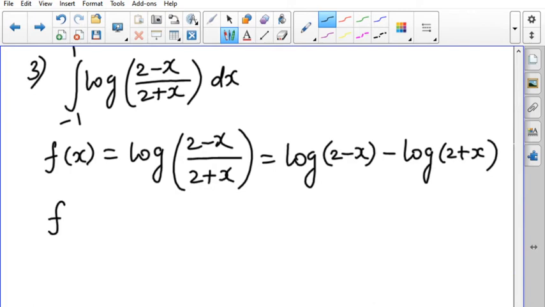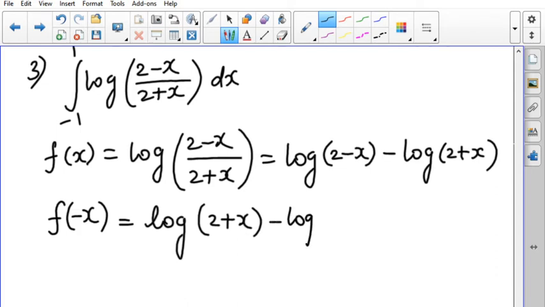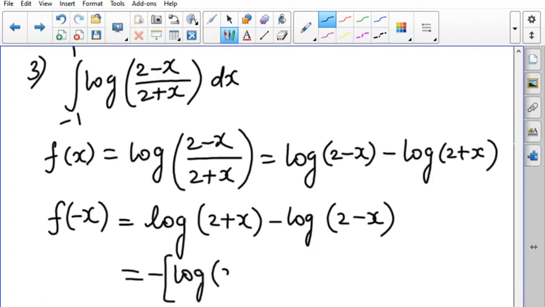Now let us substitute f of minus x. If we substitute f of minus x, it will become log of (2 plus x) minus log of (2 minus x). So how can we write this now? We take the minus outside, so we can write this as minus of [log of (2 minus x) minus log of (2 plus x)]. Only when we take the minus outside can we bring back the f of x function.